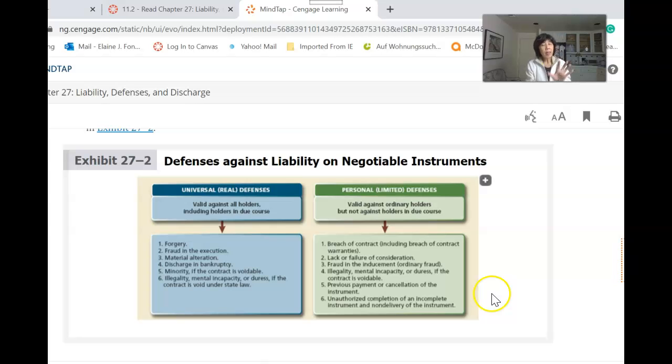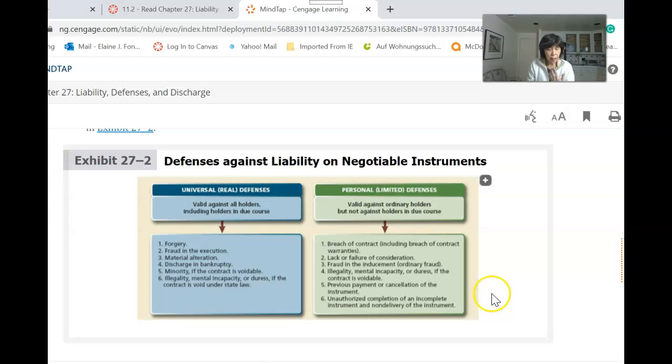and you'll see that in the blue on the left-hand side, you have the universal defenses, also known as real defenses, and on the right-hand side in the green, you'll have personal, or maybe you'll hear it called limited defenses. All right. Now, the universal defenses are limited in number. I always think of it as limited in number. There seems like there's fewer of them. And we're going to talk specifically about several of them, but let me just read off the list for you here, just so I've heard it once.